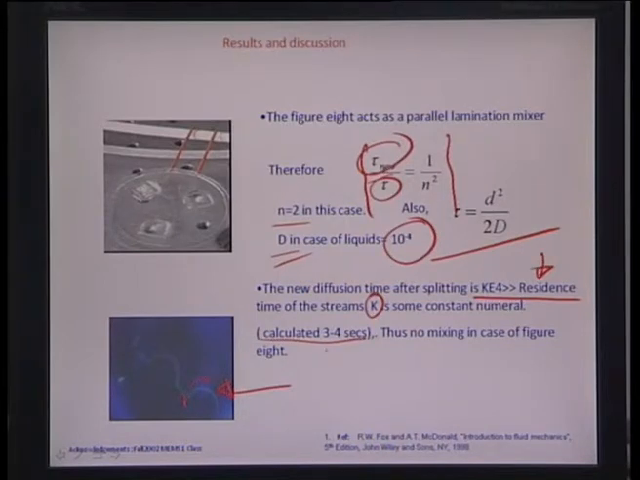So there is no mixing though, but then there is a lamination effect which is created, and there are some streaks of dye which go into the water side and some streaks of water which go into the dye side, particularly in the second junction, which is pretty much what we expect in case of a parallel lamination mixer.